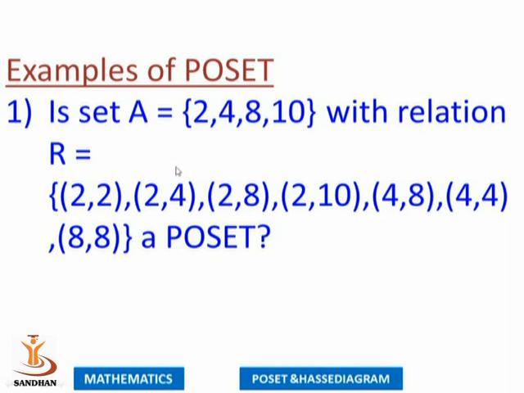For reflexivity, we need all the ordered pairs (2,2), (4,4), (8,8) and (10,10) to belong to the set. Here we can see in the relation we have (2,2) belongs to R, (4,4) belongs to R, (8,8) belongs to R, but the ordered pair (10,10) doesn't belong to R.